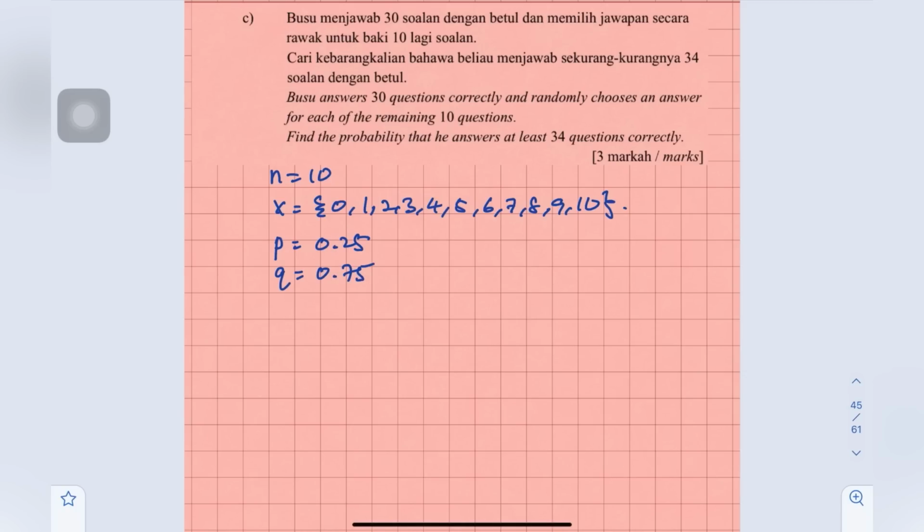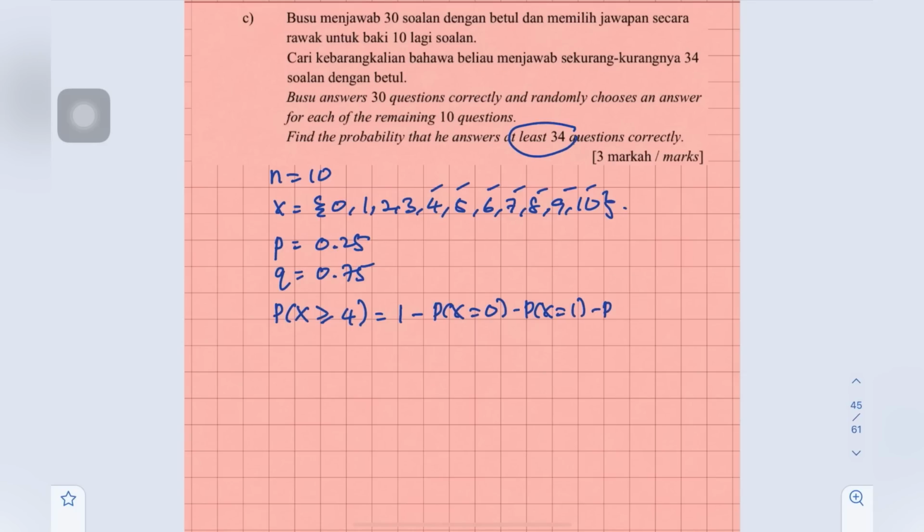Okay, so he wants at least 34. But the 30 are already confirmed correct. So at least 34 is actually at least 4. So we want to find the probability of at least 4, so x ≥ 4. Okay, more than or equal to 4 means 4, 5, 6, 7, 8, 9, 10, which is too many. So 1 minus P(X = 0) minus P(X = 1) minus P(X = 2) minus P(X = 3).